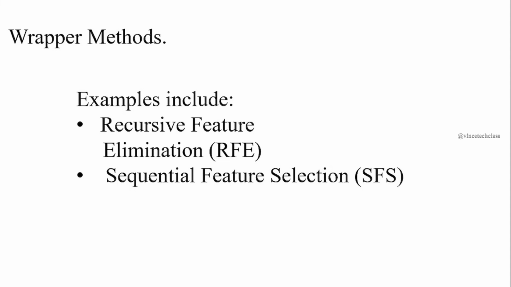Now let's take the first one, recursive feature elimination. Recursive feature elimination removes the least important feature based on model performance. It repeatedly fits the models, removes the least significant features, and continues until the desired number of features is reached. We also see the sequential feature selection. Sequential feature selection adds one feature at a time based on model performance until a stopping criterion is met.